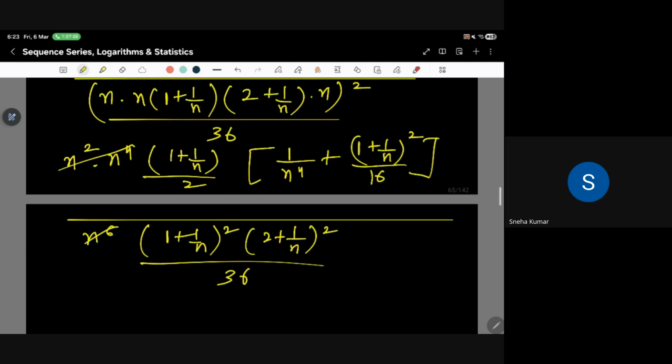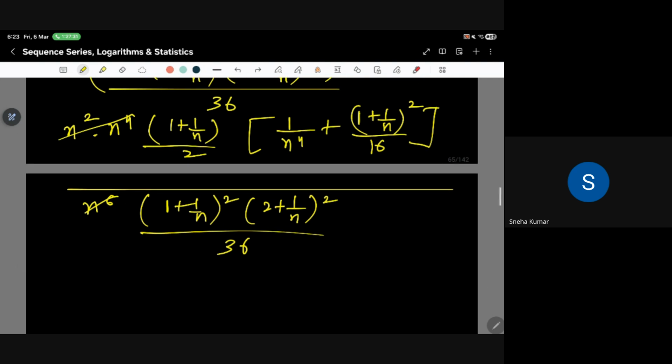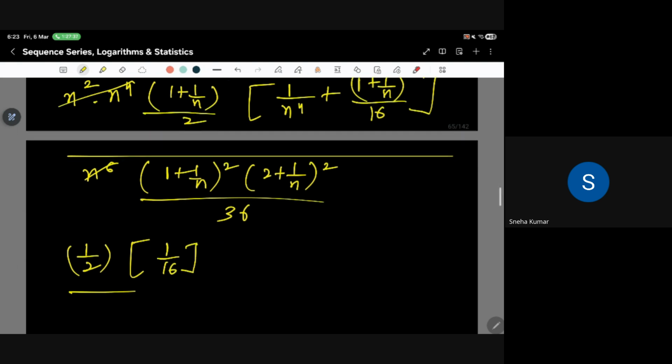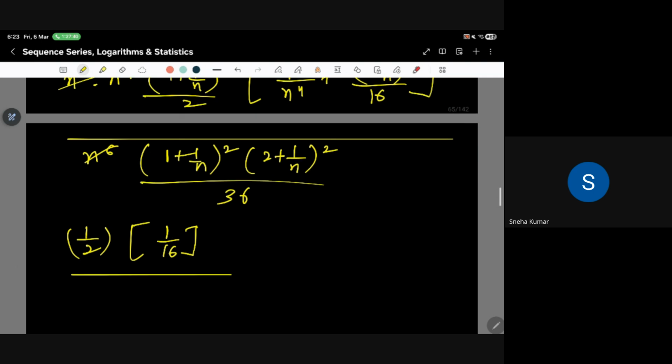Now when you substitute n equal to infinity, these terms will become 0. So we are left with 1 upon 2, then 1 upon 16. In the denominator it is 1 square is 1, then 2 square upon 36. So it becomes 36 upon 2 into 4 into 16, cancelling out with 4. So 9 and 4. So this becomes 9 by 32.